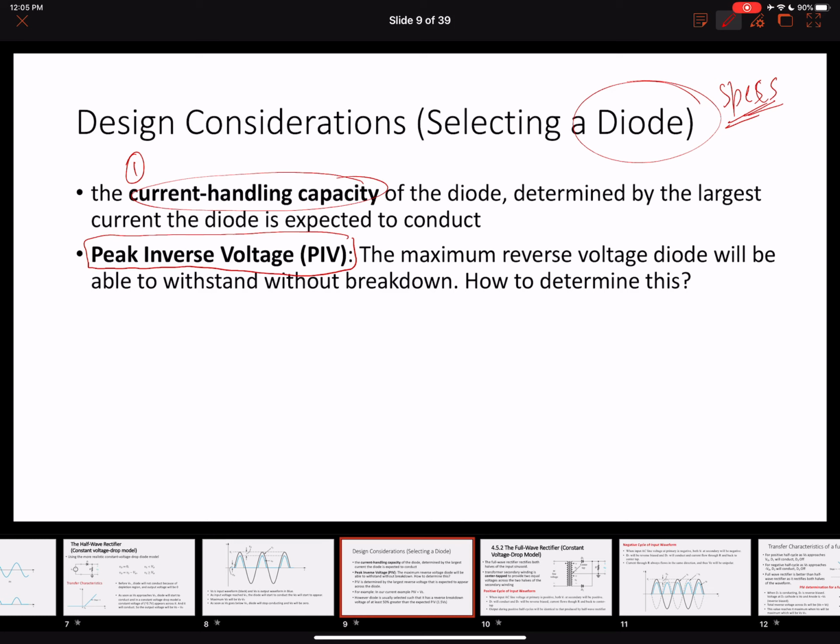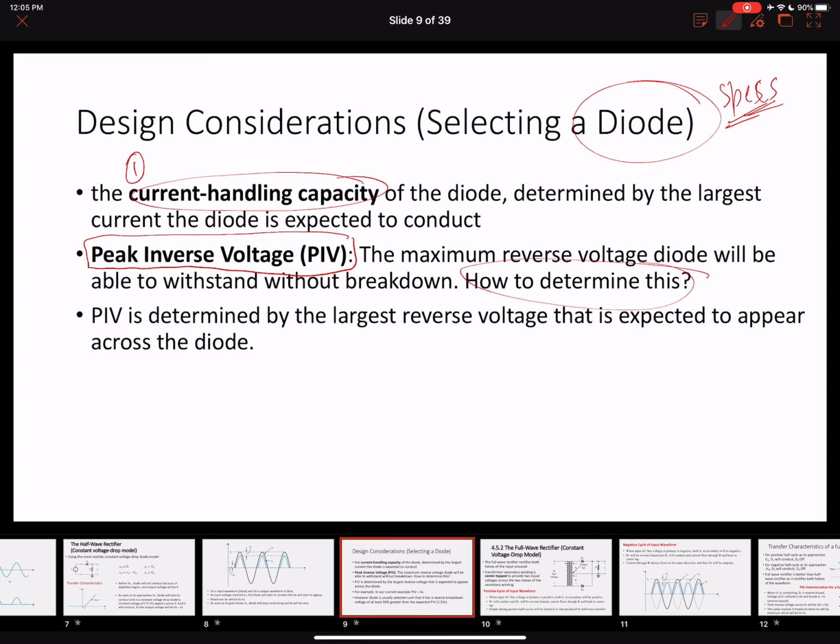All right, so how can we determine this voltage? What we do is, in our circuits, and we are going to do examples as well, determine the PIV value. The PIV is, as the name suggests, the peak inverse voltage. So it is the maximum inverse voltage that we expect to appear across the diode. So we will see how we can do that, right?